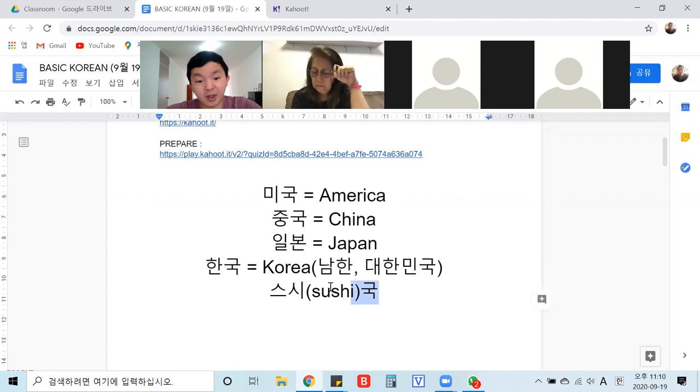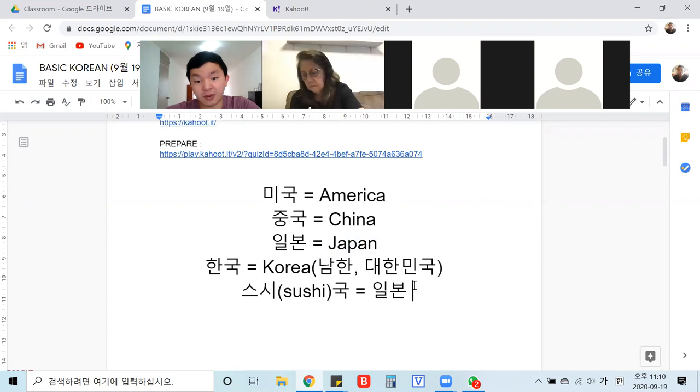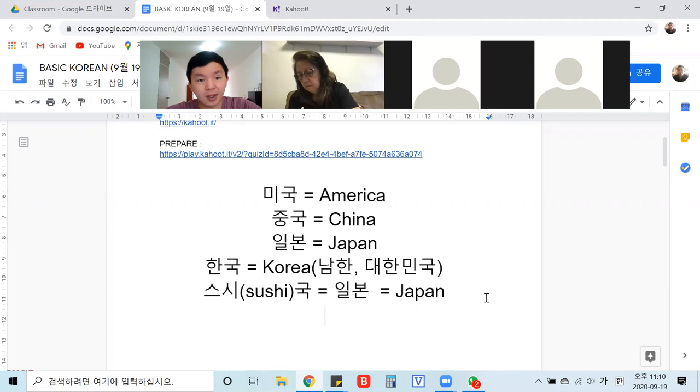So those kinds of things, cultural things, this is what you can learn. So 스시국, talking about Japan. Exactly the same as Japan, another slang way to say it. Probably in the next question you're going to see a slang way to call a country, and you're going to see the flag and choose the country name. Okay, let's move on. Next question.